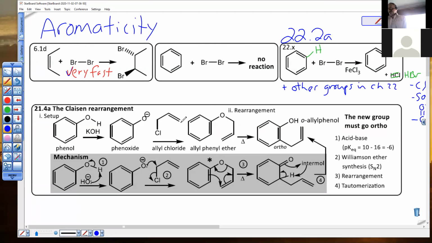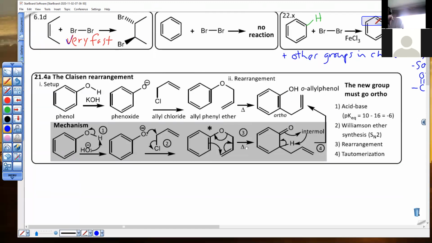And the simplest allyl group would be allyl chloride or bromide. Then you have an allyl phenyl ether. And what happens after that is you simply heat this molecule. And no other chemicals are added. What you get is a mechanism that looks a lot like the resonance of benzene itself.